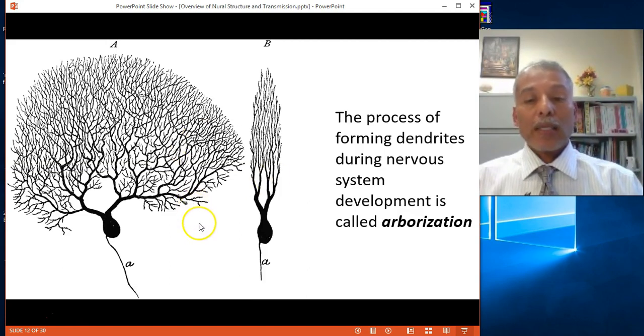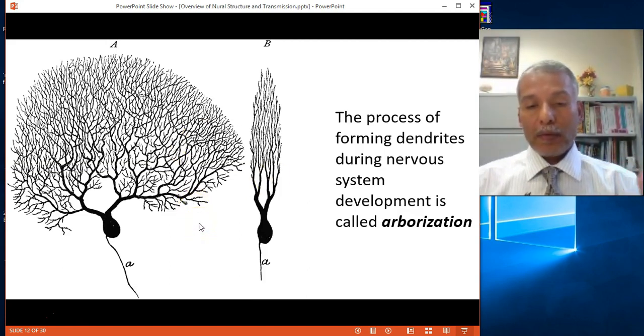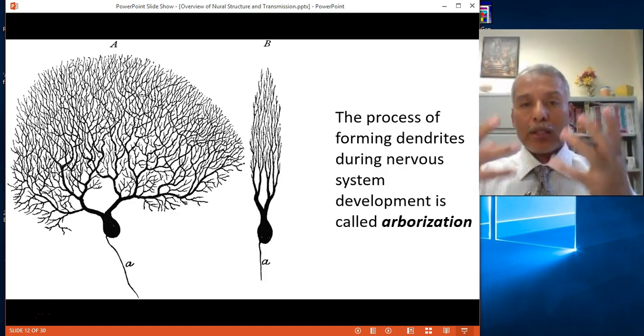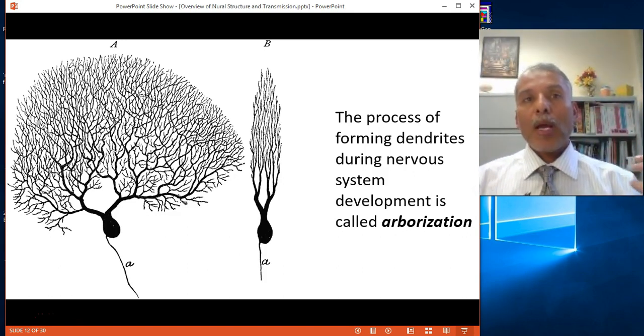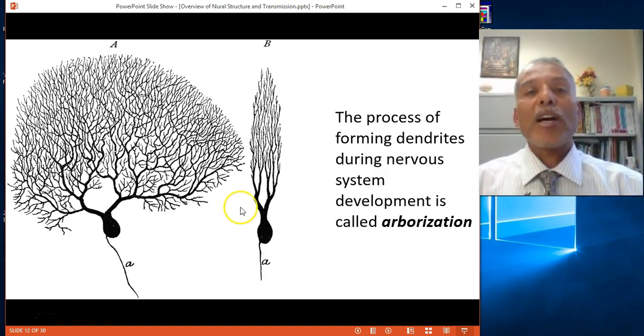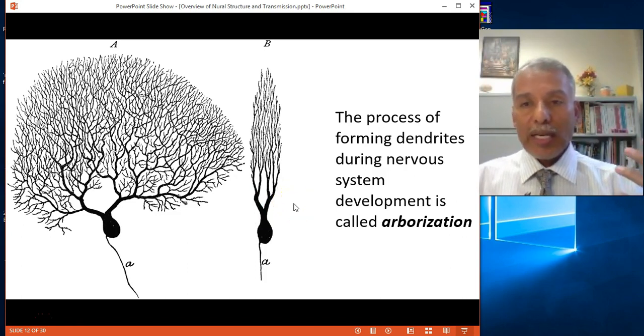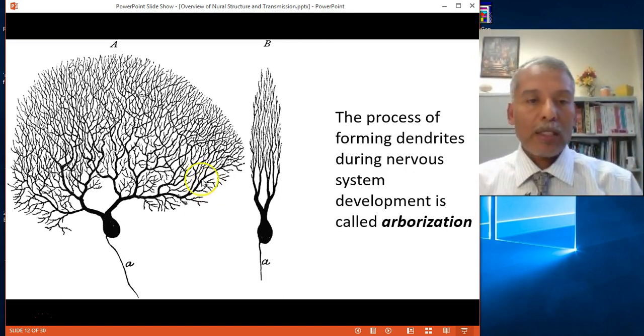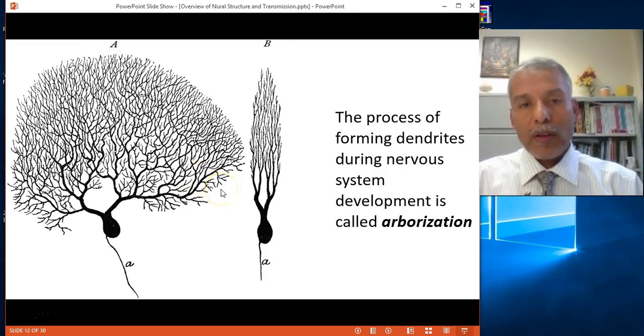The process of development involves development of all these dendrites of neurons. And that process is called arborization. Arborization is the development of all these dendrites of neurons during development.